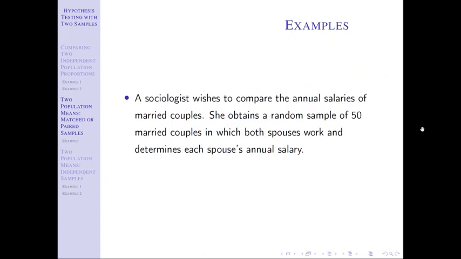A sociologist wishes to compare the annual salaries of married couples. She obtains a random sample of 50 married couples in which both spouses work and determines each spouse's annual salary. Again, this would be dependent because each person has a pair.